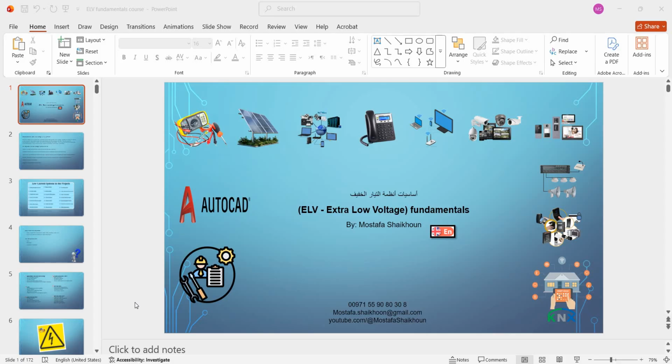Also, after each chapter or after each system, we're going to try to make a simple design or simple shop drawing in AutoCAD. We're going to use AutoCAD to design our system to show it to the customer, to show it to the MEP engineer, or to give it to the contractor to finish the first fix work.